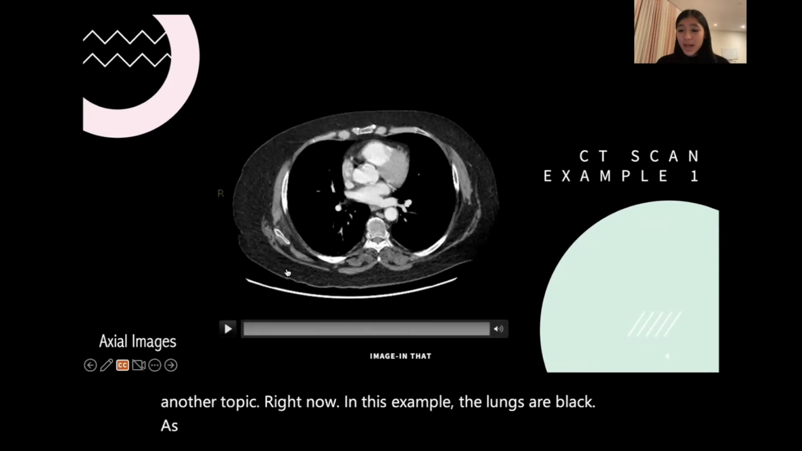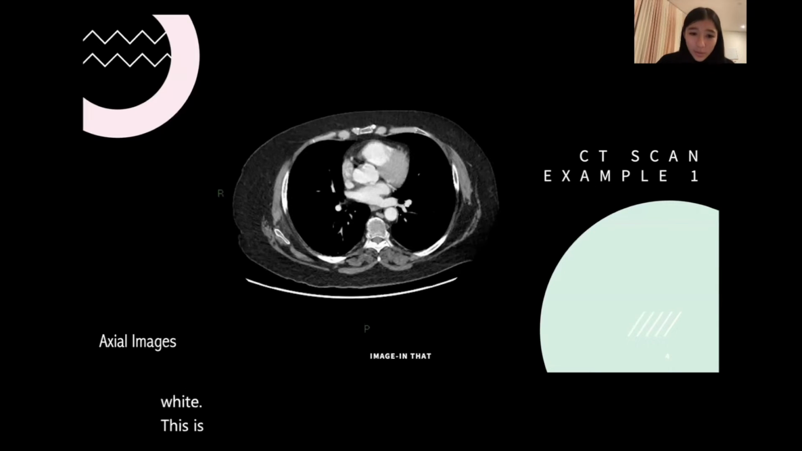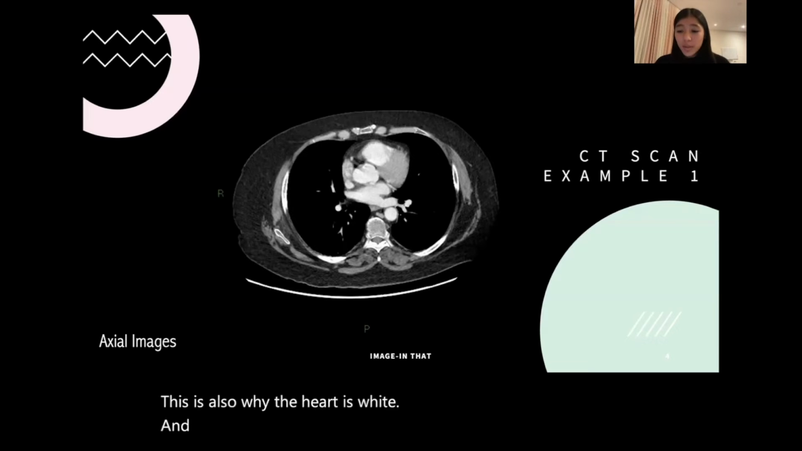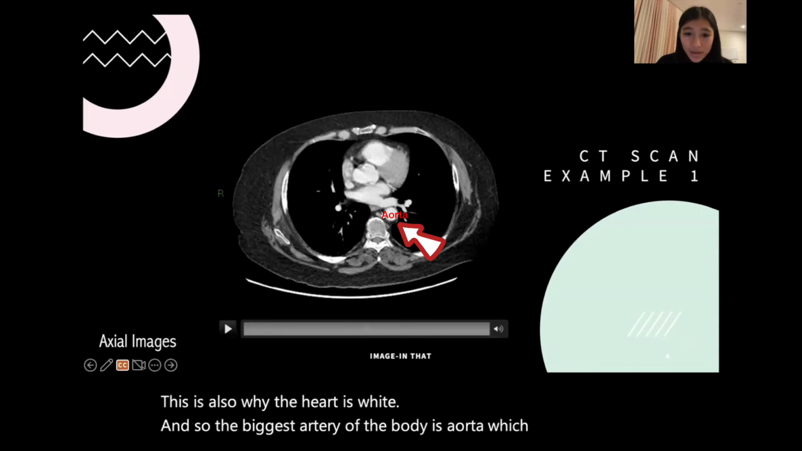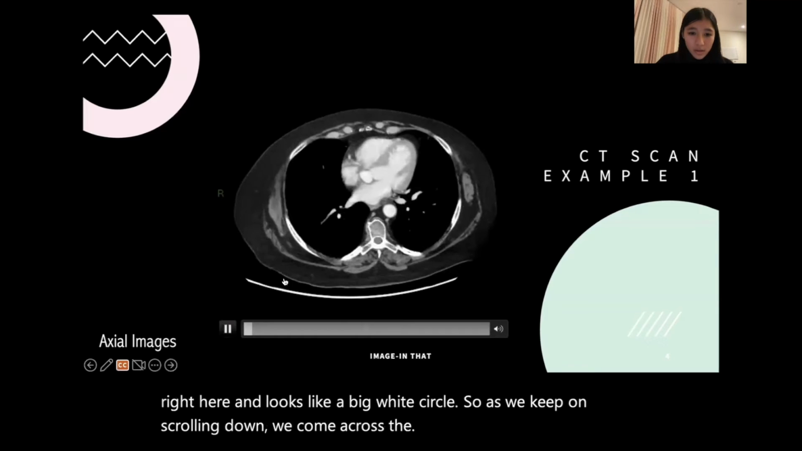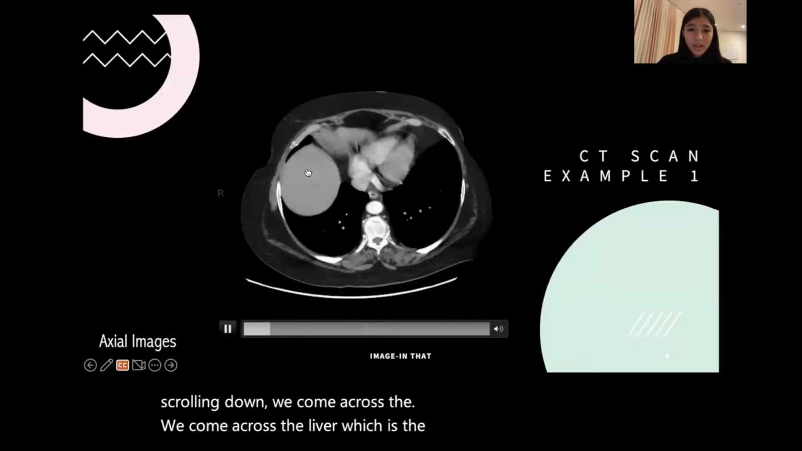As you can probably tell, there are white blood vessels inside of the lungs. Contrast or dye is injected into the body to make vessels white. This is why we see these little blood vessels inside the lungs as white dots. This is also why the heart is white. The biggest artery of the body is the aorta, which appears right here and looks like a big white circle. So as we keep on scrolling down, we come across the liver, which is the big wedge right here.